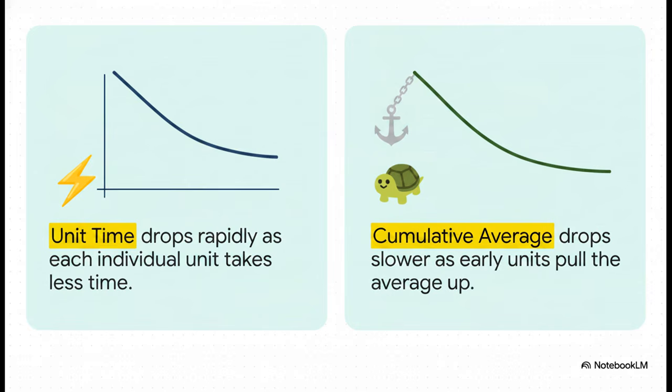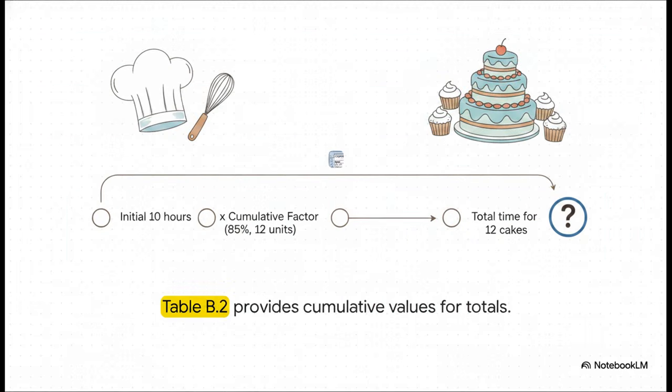Because those early, slow, expensive units you built at the very beginning essentially act like an anchor, pulling the overall mathematical average up. To calculate these cumulative totals without breaking a sweat, we use Appendix B2, the table of cumulative values. If Carb Bites Bakery wanted to know the total time required to make all 12 cakes combined, they wouldn't just sit there and add up 12 individual calculations. No way. They'd simply refer to the table, find row 12, scan over to the 85% column, and grab the cumulative improvement factor. Then they simply multiply their initial 10 hours by that factor. One simple multiplication, and you have the total hours for the entire batch.